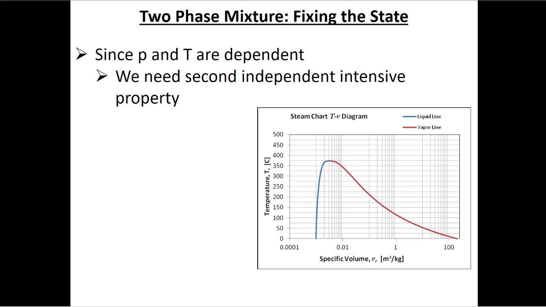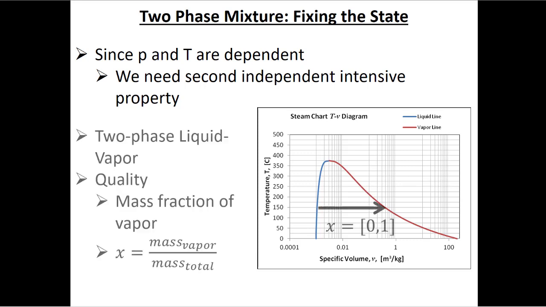Like we said, under the vapor dome, P and T are dependent. So we need another independent intensive property. And oftentimes we'll talk about quality. Remember, quality is the mass fraction of vapor inside your two-phase mixture. So it's what percentage by mass of your mixture is vapor. And it moves from a quality equal to 0 at the blue line to a quality equal to 1 at the red line.